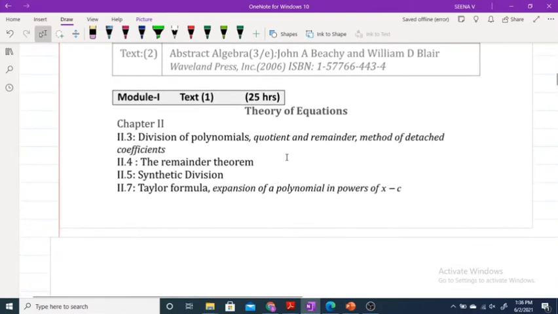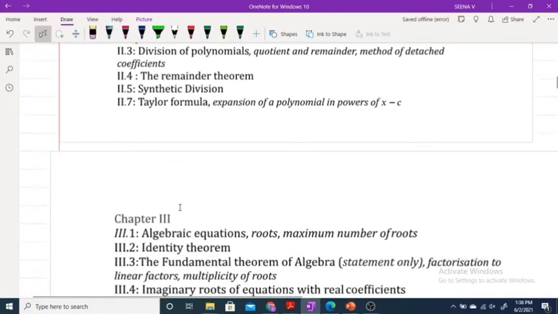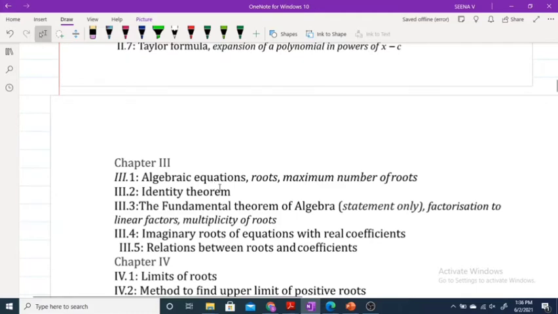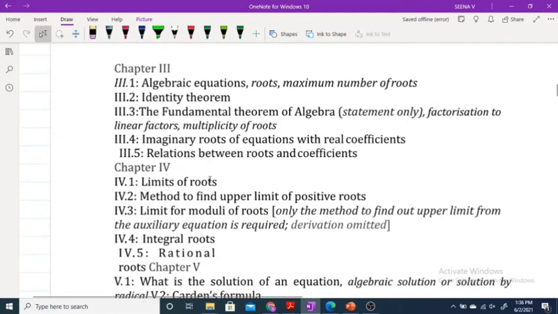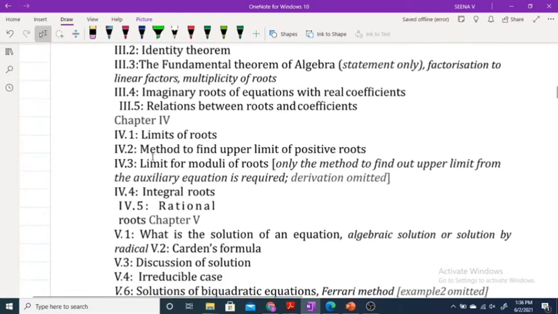In theory of equations chapter 2, we are discussing division of polynomials, the remainder theorem, synthetic division, Taylor formula. And chapter 3, algebraic equations, identity theorem, fundamental theorem of algebra, imaginary roots, relation between roots and coefficients. In chapter 4, limits of roots, method to find upper limit of positive roots, limit for moduli of roots, integral roots, okay, and rational roots.